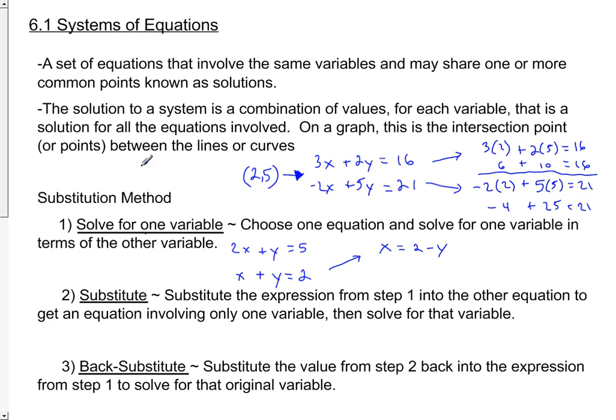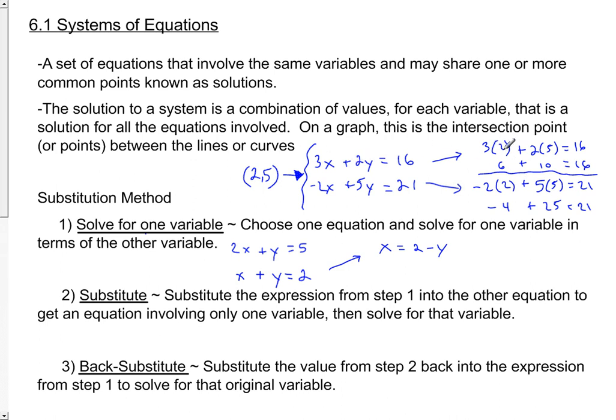Solutions. The solution to a system is a combination of values for each variable that is a solution for all the equations involved. If you were looking at a graph, this would be the intersection point or points between the lines or the curves. So if we look at this point (2, 5), and if that is a solution of the system that I have here, then if we plug in the 2 and the 5 into both equations, the equation would hold true.